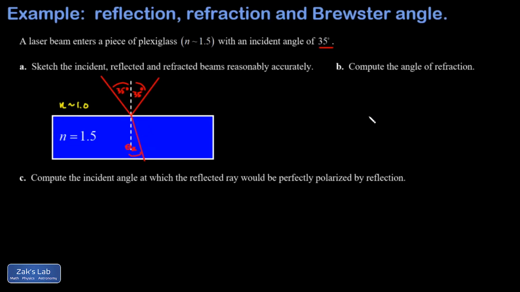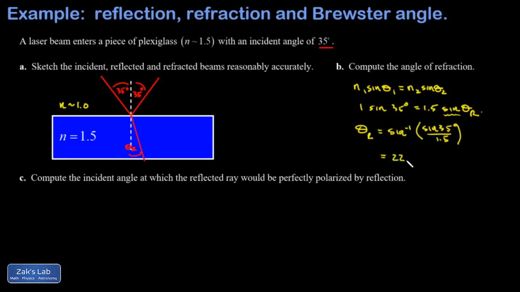So we use Snell's law for this. N1, that's the index of refraction in the air, is about 1. Our incident angle was 35 degrees. N2 is 1.5. Our angle of refraction is theta r. So we divide by 1.5 and then invert the sine function to solve for theta r. And when I run the numbers on this, I get 22.5 degrees for the refracted angle.